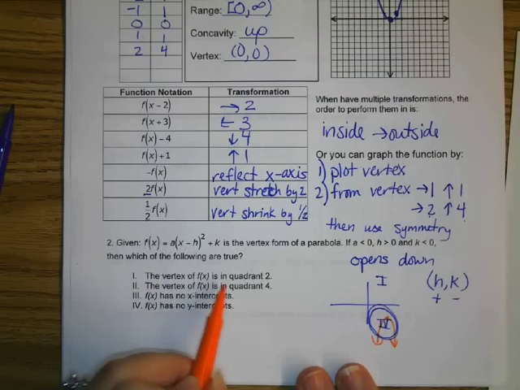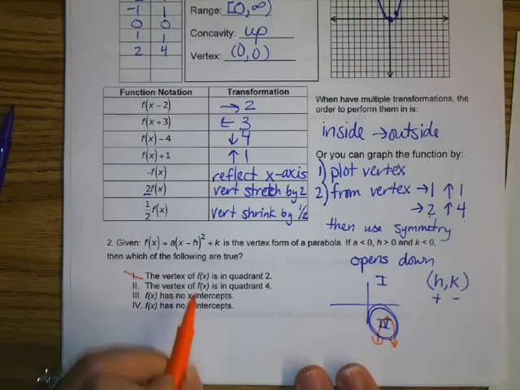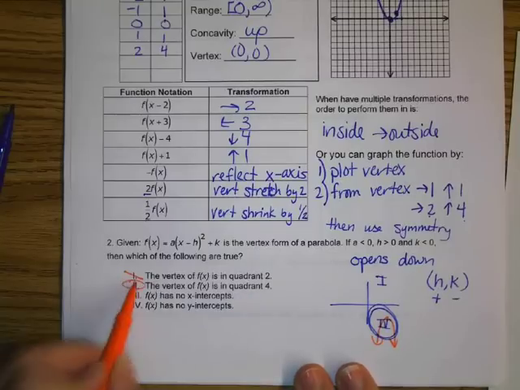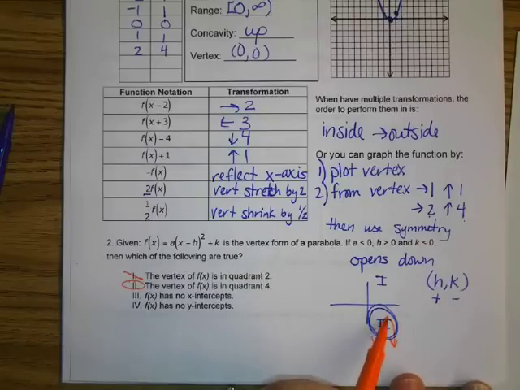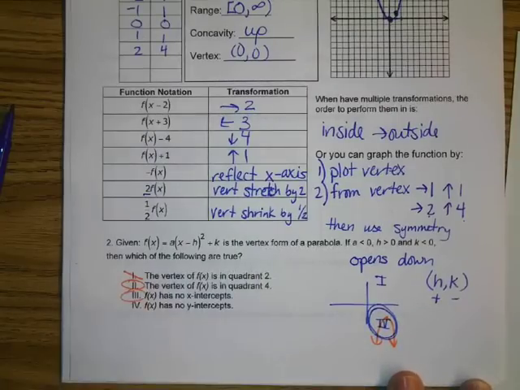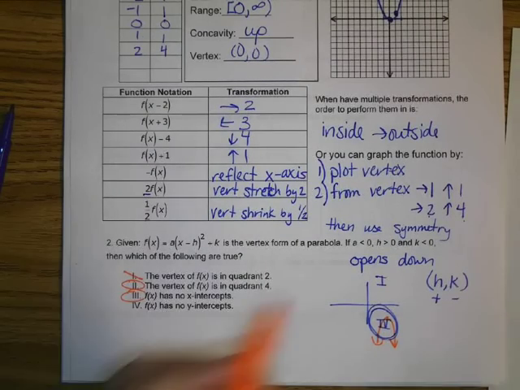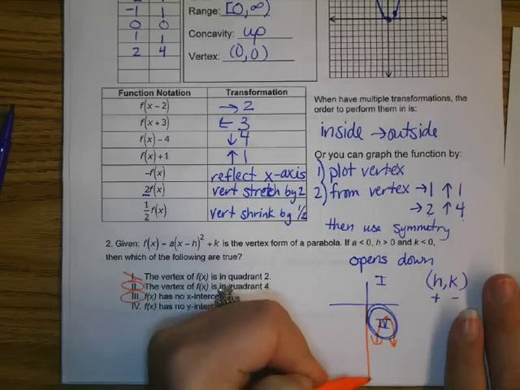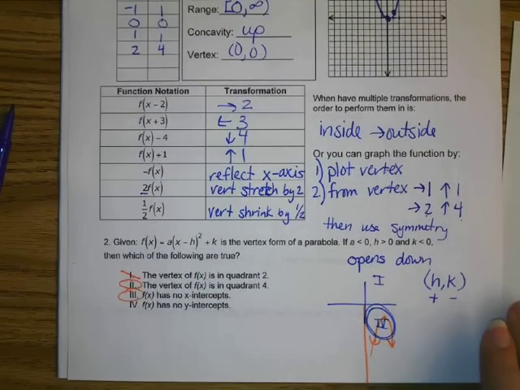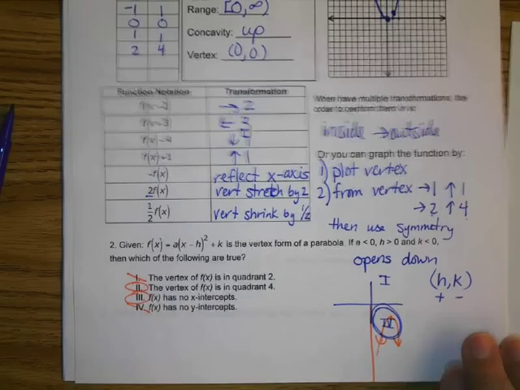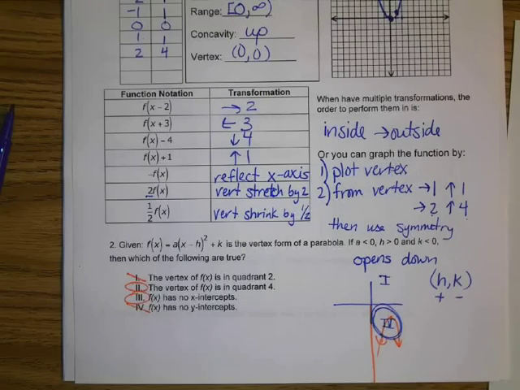So let's look at our choices. The vertex is in quadrant 2. No. The vertex is in quadrant 4. Yes. Has no x-intercepts. If it starts down here and it opens down, it's never going to cross, so that's true. Does it have no y-intercepts? That is never true of a parabola, because if this axis extends all the way down, eventually that will come over and cross. So that is never true. They always have a y-intercept.